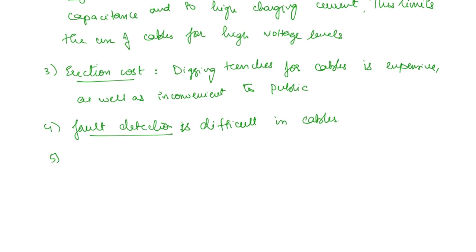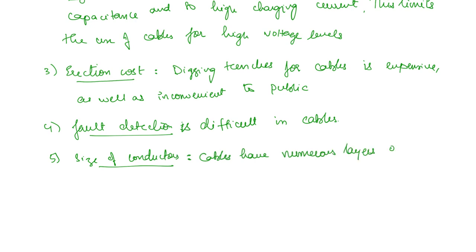Next is the size of conductor. Cables, as we will discuss now, have various layers for protection, for insulation and all of that. So the resultant is the overall size of the conductor will be huge. Cables have numerous layers of insulation and protection. Okay, so size will be larger as compared to overhead lines.